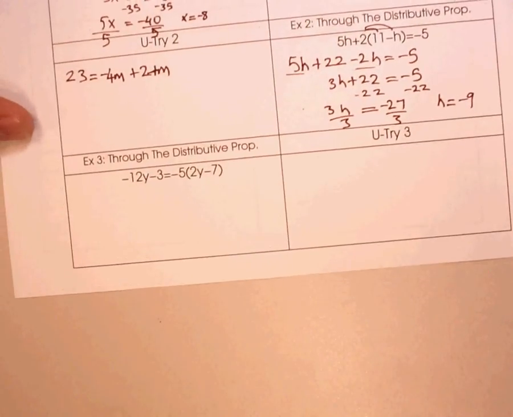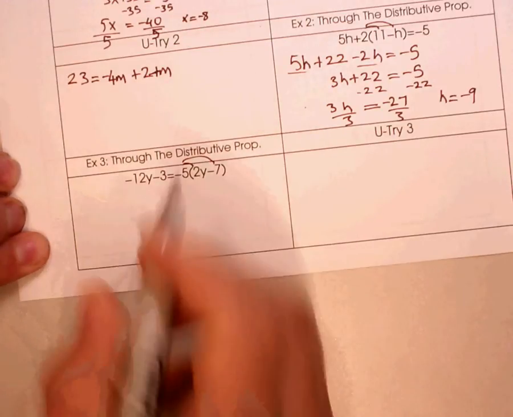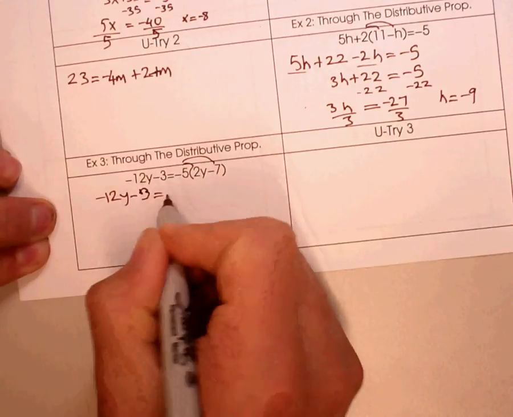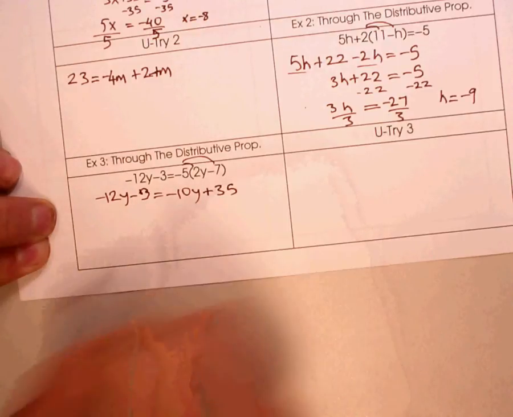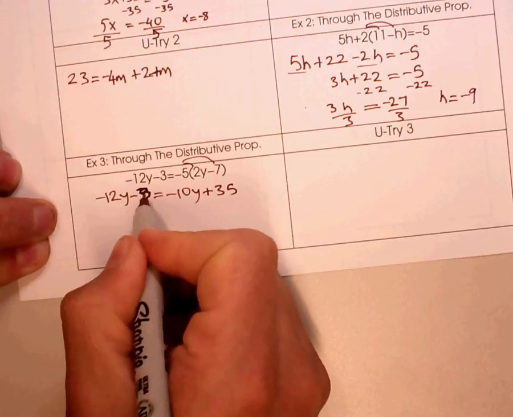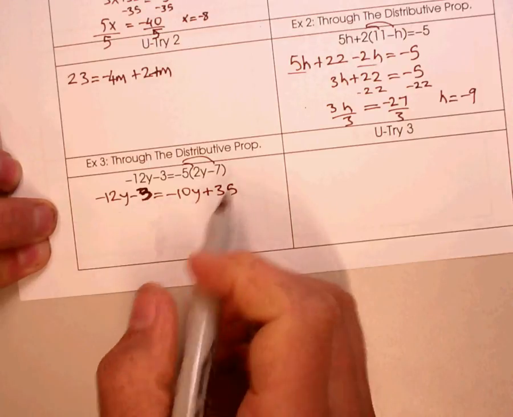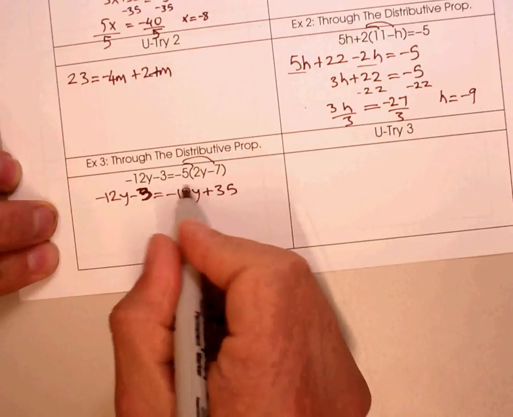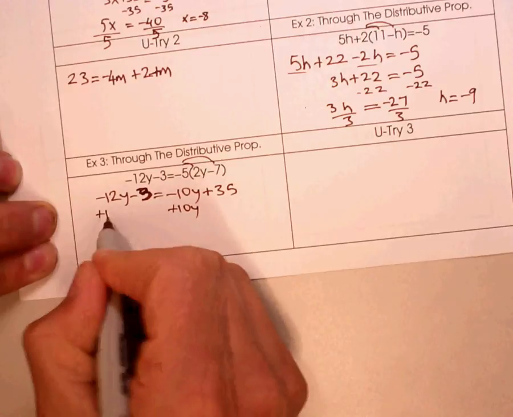Let's look at our next example. Again, distributive property. This time we are distributing on the right side. We have negative 12y minus 3 is equal to negative 10y plus 35. We will gather the variables only on one side. Let's gather all the variables on the left side again. To do that, I need to get rid of the variables on the right side by adding 10y. Let's add 10y's on both sides.